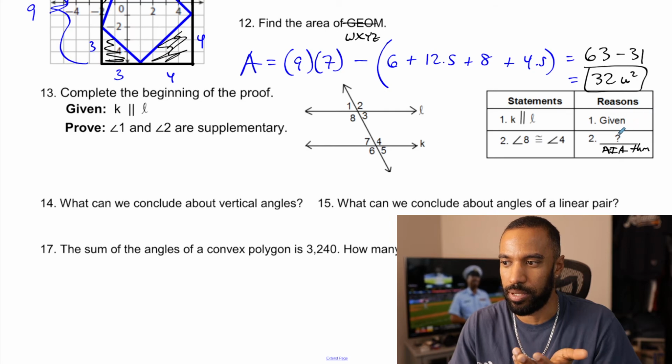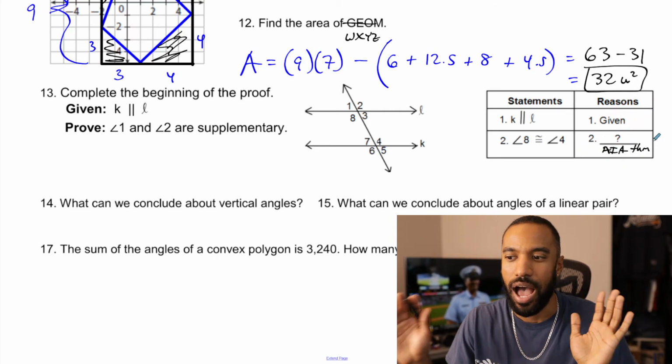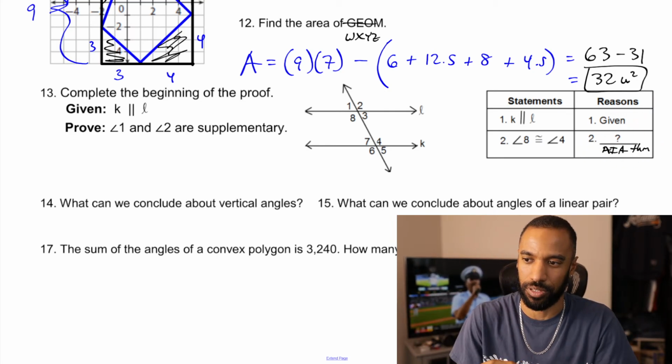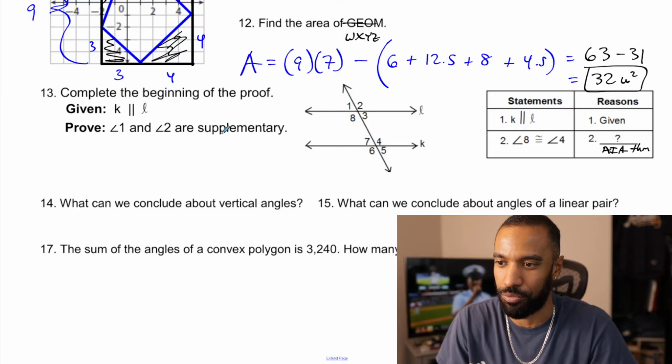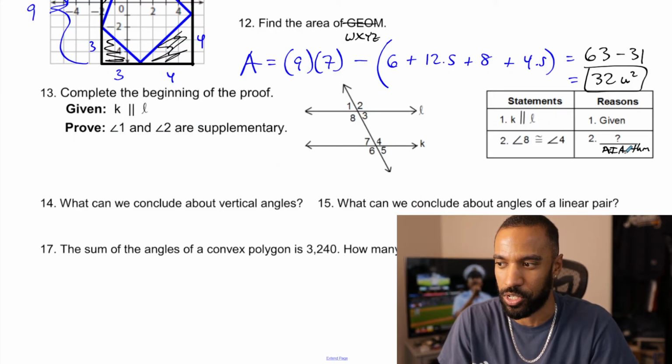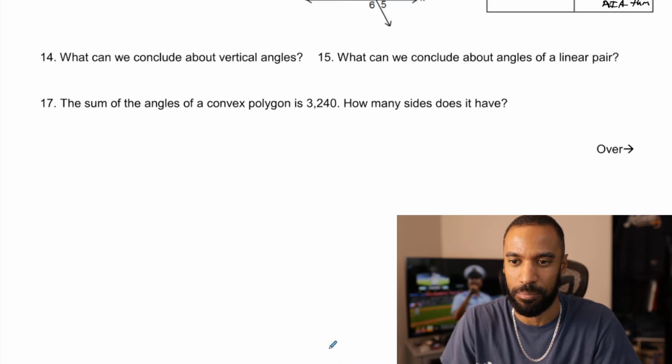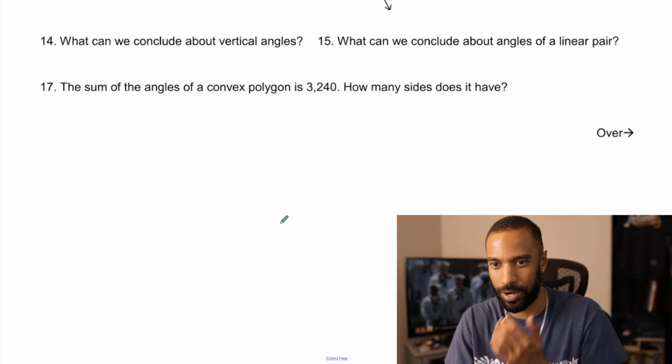Oh, they just say complete the beginning of the proof. They just say complete that part. I don't know what they want me to do there. I'm going to leave that blank. I don't like that version of that proof. I wouldn't want to prove a linear pair supplementary talking about alternate interior angles. That seems very backwards. Sorry about that. Hopefully what I did was fine.